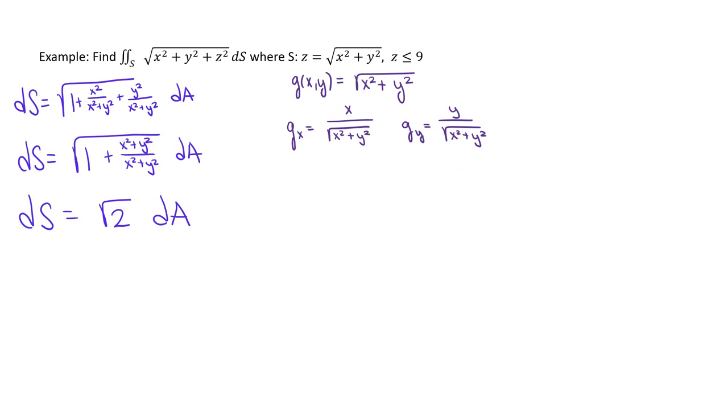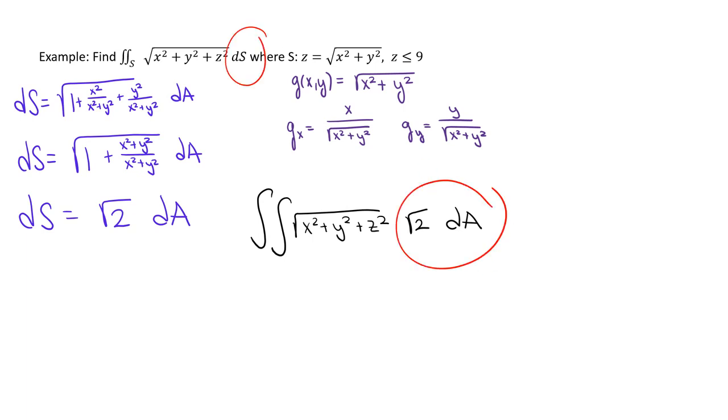We can simplify this further because when you square the gx and the gy, you actually get x squared over x squared plus y squared, and y squared over x squared plus y squared. And if you add those two terms together, which you can do because they have a common denominator, you end up with something that simplifies down to 1. 1 plus 1 is 2. So my dS is root 2 dA. So we can change this dS, talking about these little tiny pieces of the surface, to root 2 times little tiny pieces of area. And the area we're talking about is the projection of the surface in the xy plane. Okay, so I just replaced dS with that root 2 dA.